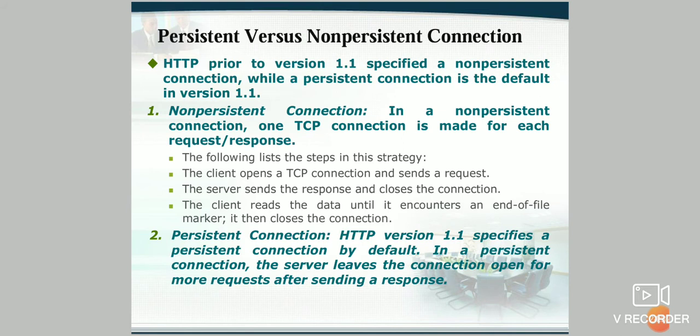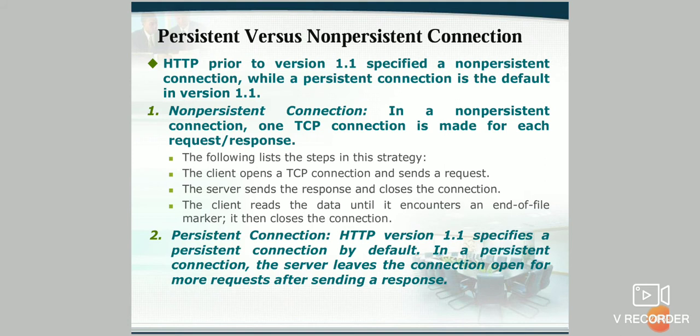Now next we discuss persistent versus non-persistent connections. In HTTP, before version 1.1, all the connections are non-persistent connections, while in version 1.1 the connections are persistent by default. Now what is a non-persistent connection? In a non-persistent connection, one TCP connection is made for each request and response.